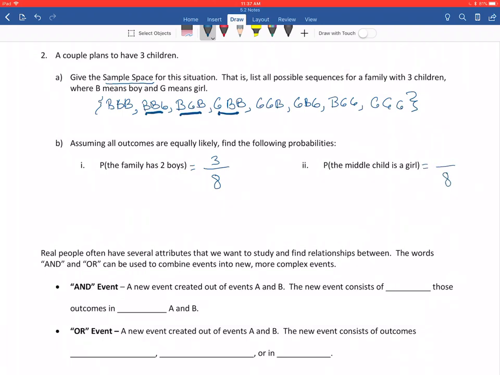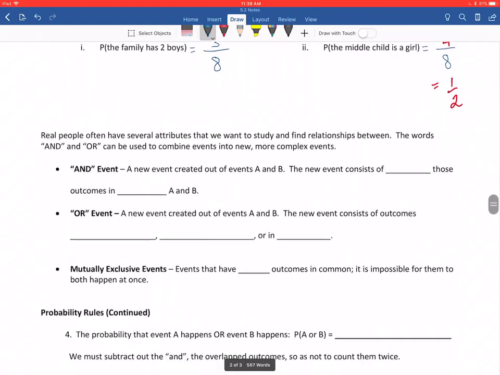Then we have the probability that the middle child is a girl. That's still going to be out of 8 total possible outcomes. But the middle child being a girl, if I go through and mark those, it would be those options. So 4 out of 8, which I could reduce to a half. And I'm just going to leave those as fractions. I could turn them into decimals or percentages if I needed to. I'm just going to leave them there.